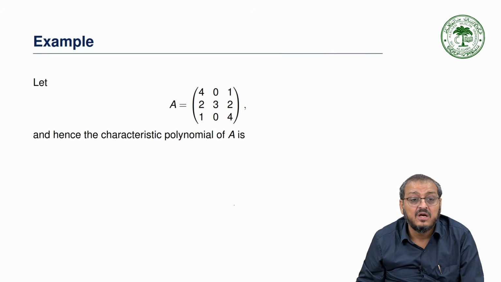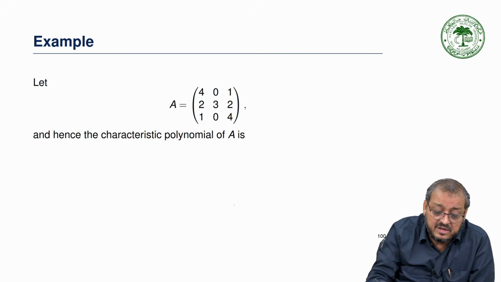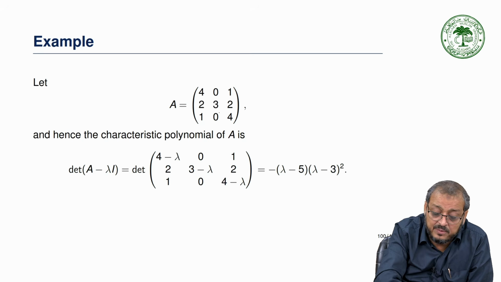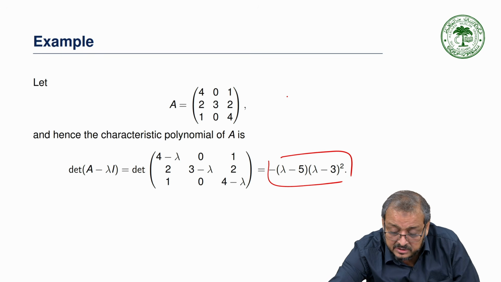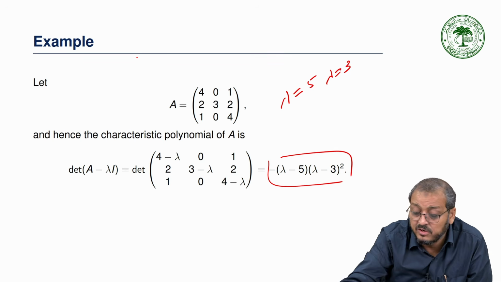Now let's see one more example. We find the characteristic polynomial of A, taking for example the determinant of A, which is equal to this. Now we have lambda equal to 5 and lambda equal to 3 as the distinct eigenvalues. So let's take lambda equal to 5 first.